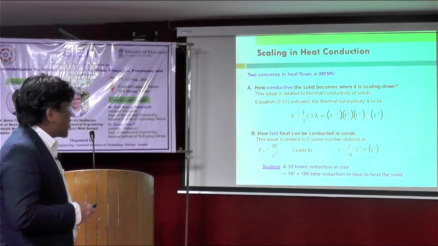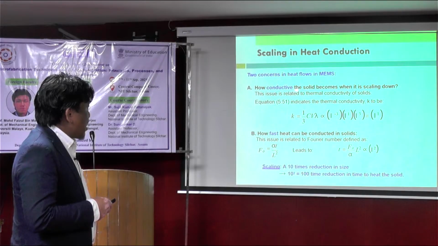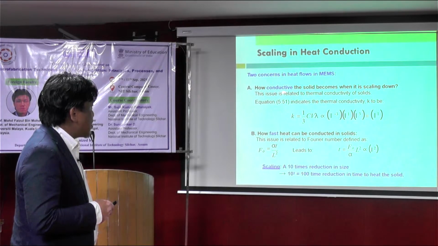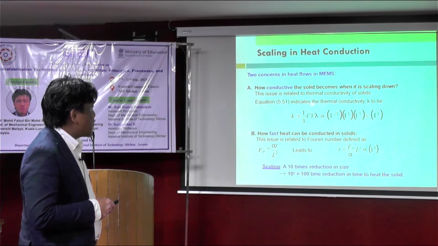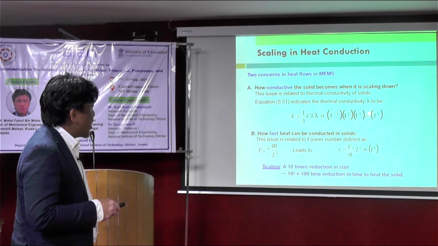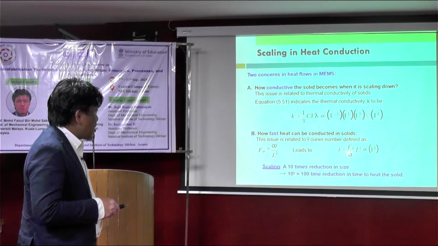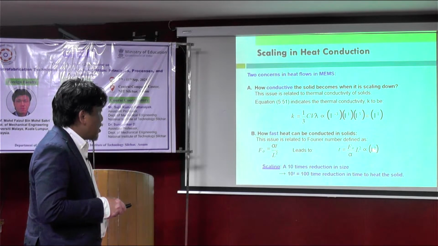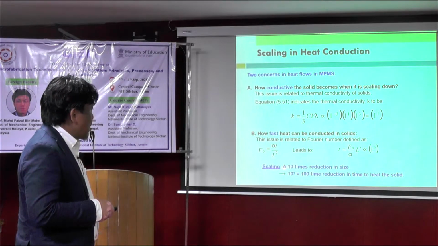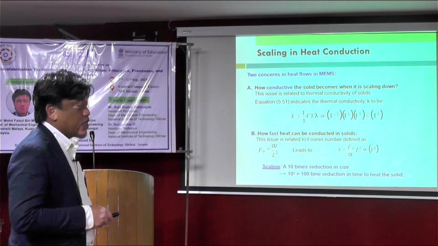And for heat conduction, how conductive the solid becomes when scaling down. This issue is related to the thermal conductivity of solids. So kappa equals this equation. So you know that at the end it is equal to 1. How fast heat can be conducted in a solid is related to the Fourier number, defined by this equation. So a 10 times reduction in size will lead to a 100 times reduction in time to heat the solid.